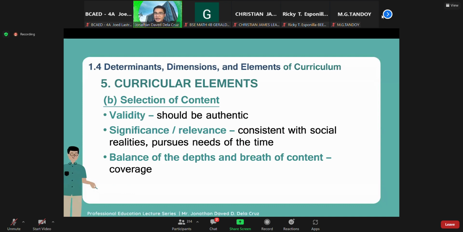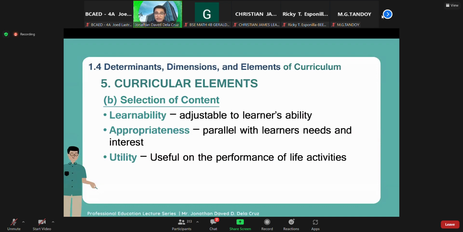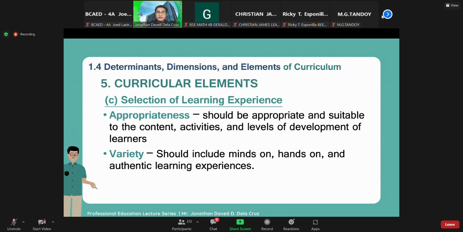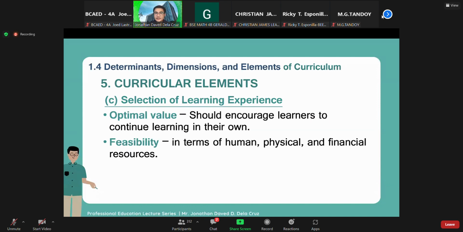We have validity, significance and relevance, balance of breadth and depth, learnability, appropriateness, and utility. I've already mentioned this a while ago. For selection of learning experience, I've also mentioned this: appropriateness, variety, optimal value, and feasibility. Sana naaalala nyo pa yan kasi same lang din yan. Pero yung susunod na dalawa medyo iba na.